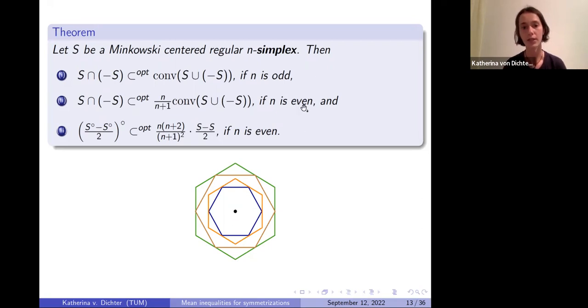When n is even, we have a different situation. Then the factor that we actually need is n over n plus 1, which is obviously less than 1. We can also calculate the factor that we need between the two other means, the harmonic mean and the arithmetic mean, and this is given here. So again, to the picture, in the second part, the factor n over n plus 1 is a factor that we need to rescale the blue hexagon into the green hexagon.